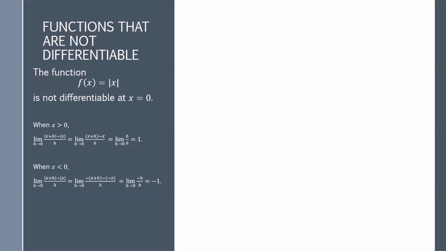When x is less than 0, the absolute value of x + h is going to be less than 0. So that limit is going to be (negative (x + h) minus negative x) divided by h. So we end up with the limit as h goes to 0 of negative h over h, or negative 1. When x is equal to 0, the limit does not exist, because the limit from the left is different from the limit from the right.